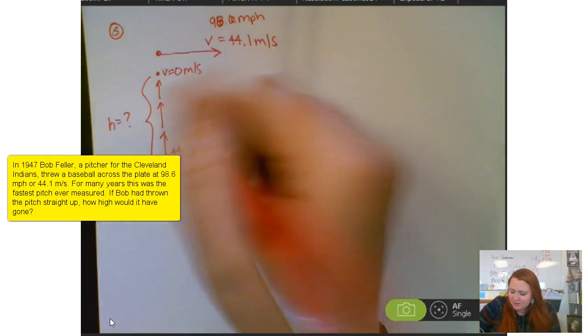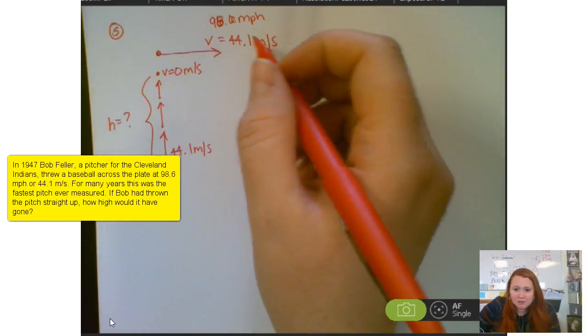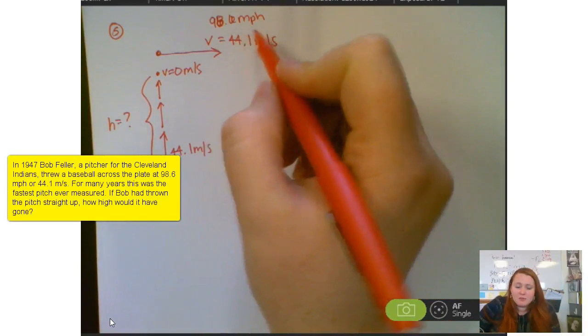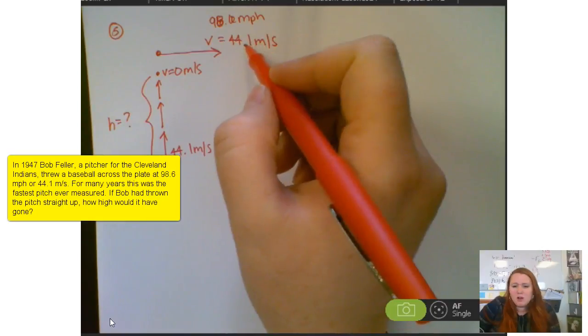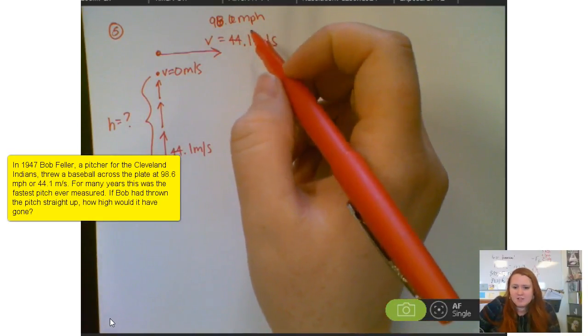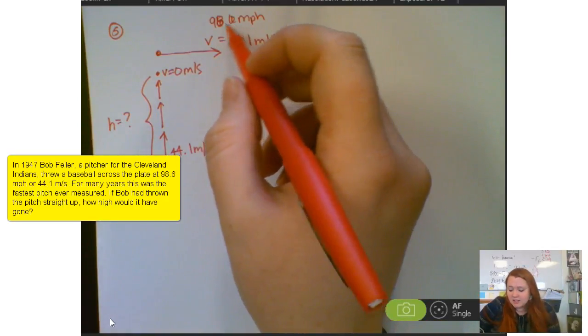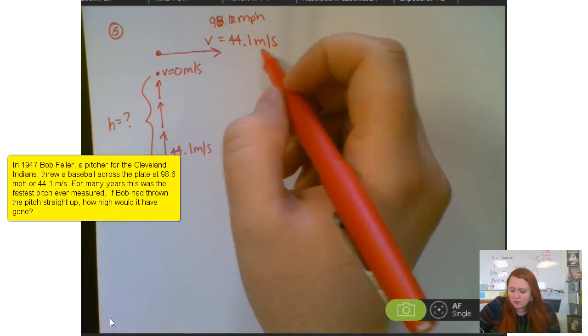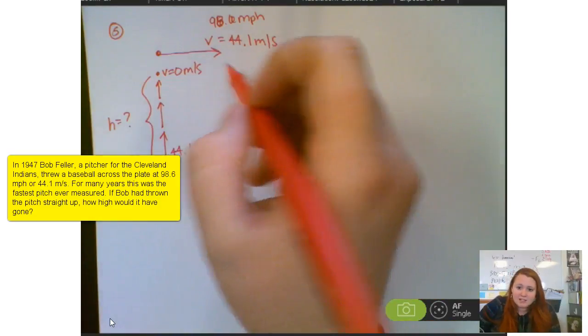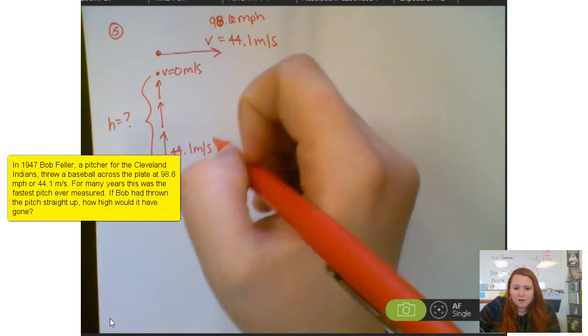Alright guys, so we have a baseball player here throwing a ball at 98.6 miles per hour. That 98.6 is really useless for the problem. That's just there to give us some context. But it does go ahead and give us the conversion. 98.6 miles per hour is 44.1 meters per second. It says, how high would that ball go if you were to, instead of throw it out, straight up?